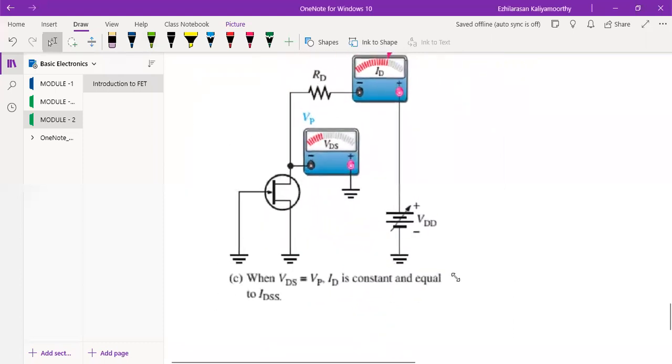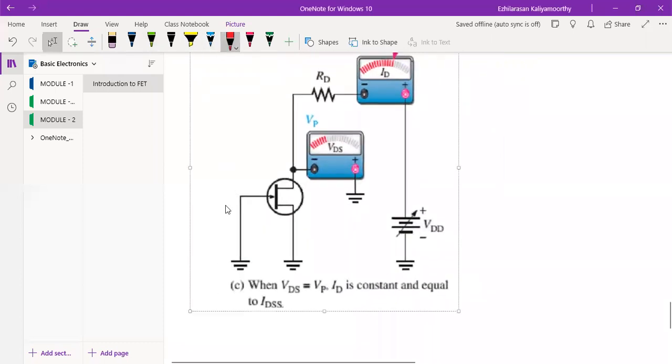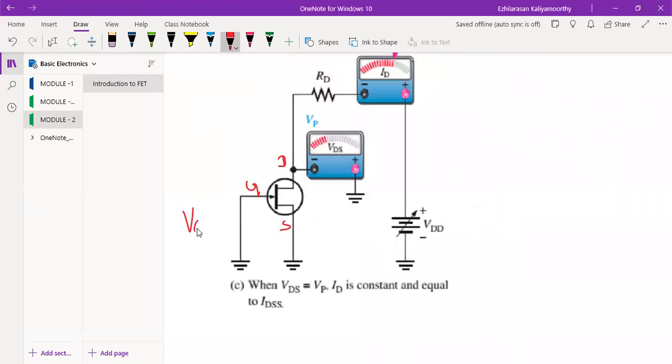Now you can see the next case. Again, what have we done here? This is the gate, this will be your drain, this will be the source. So again VGS is equal to 0. Now VDD is greater than 0 only. It is starting to increase.